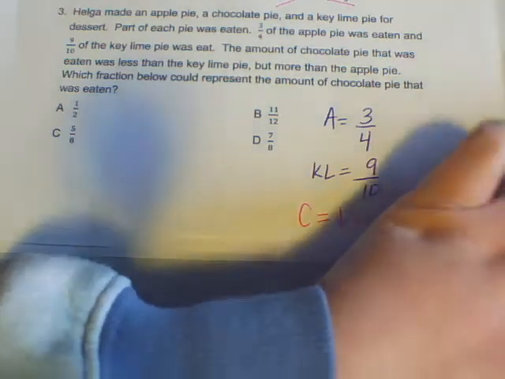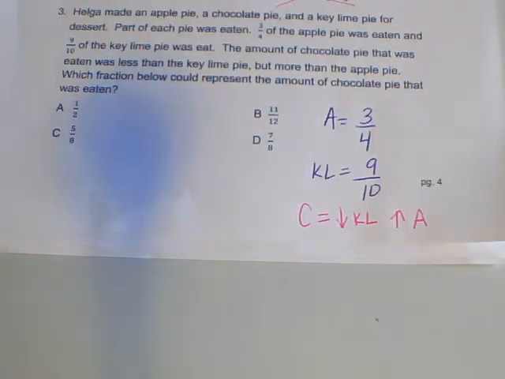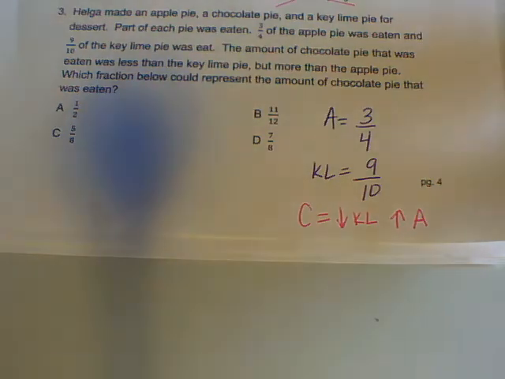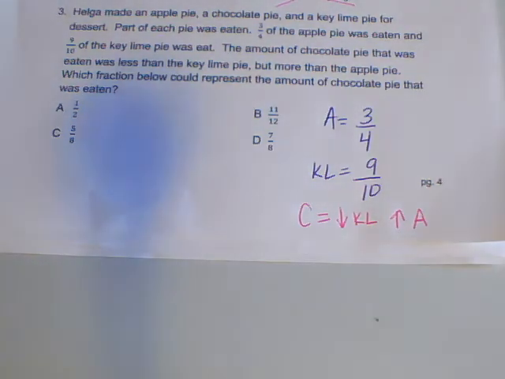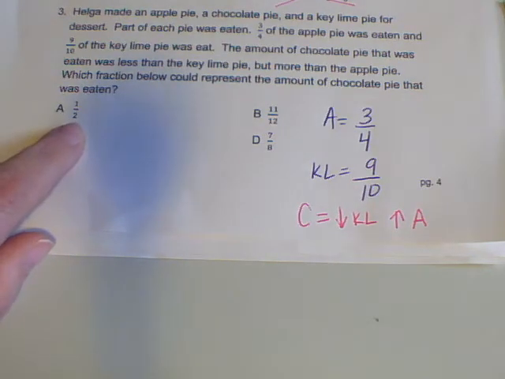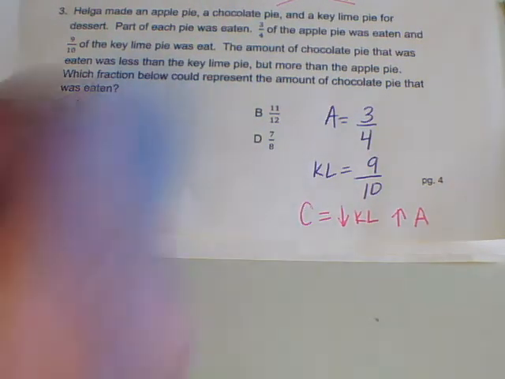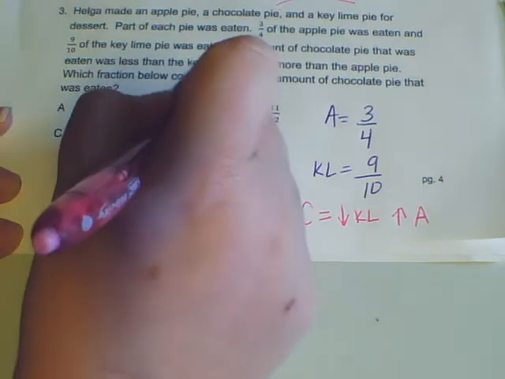So the way that we would do that is by drawing a bunch of models out. We would just have to start comparing. We would just have to say which one of these is going to be less than 9/10, but is going to be greater than 3/4. Let's start with 1/2 first, and let's compare it to 3/4. So I'm going to draw out my model.